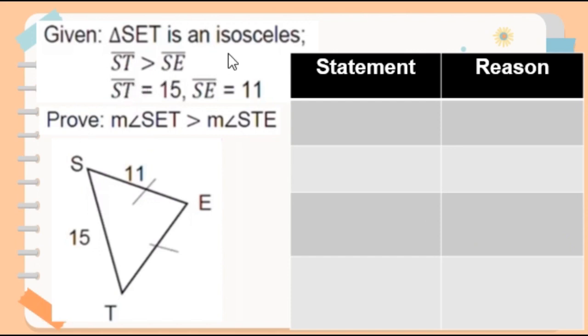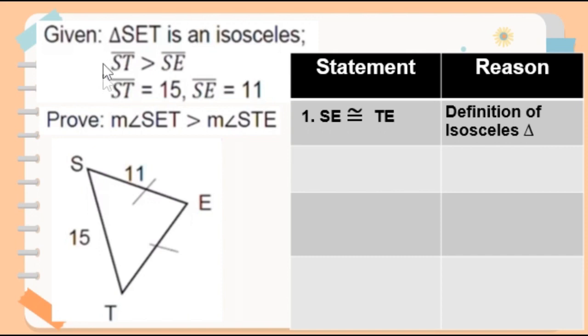And what do we mean by isosceles? Alright, when we say isosceles triangle, a triangle with two equal sides. And observe our illustration. We have markings here, right? So our first statement, line segment SE is congruent to line segment TE. The reason is definition of isosceles triangle. And what is the second statement?